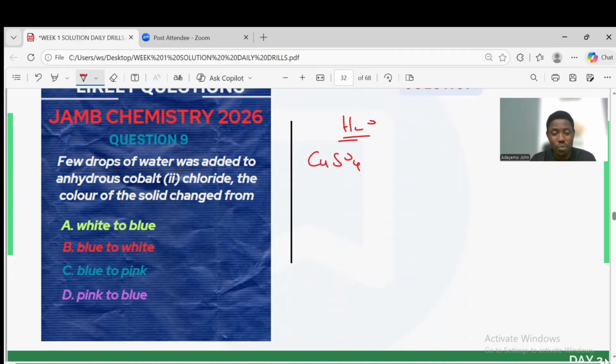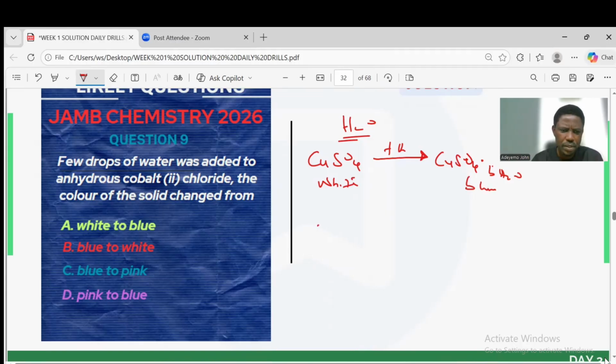Anhydrous, the one that doesn't have water. Okay, this copper sulfate is white when anhydrous. It's not pure white, but we just prefer to call it white. Okay, when you have seen it for anhydrous, it's not really pure white, but we say white. So when you add water to it, it turns blue because it will pick up 5H2O. So this is blue.